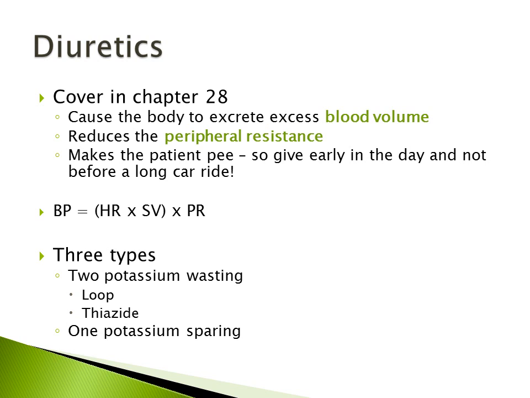There's 3 different types. There's 2 potassium wasting and there's 1 potassium sparing. You're going to see potassium becomes a really big deal with this group of medications, and we'll go into detail on that when we cover them. The 2 potassium wasting are the loop diuretic, which is the most potent, and then you have the thiazide diuretics, which are typically used for maintenance therapy.